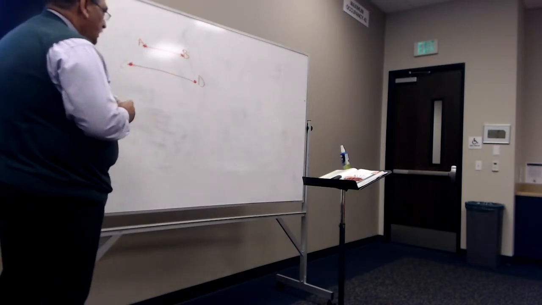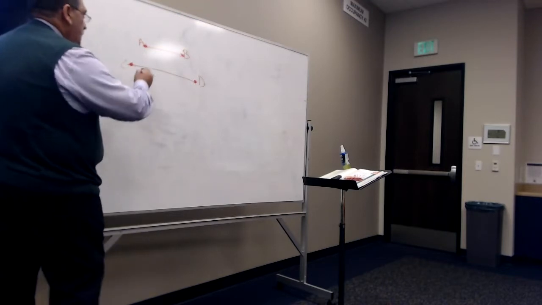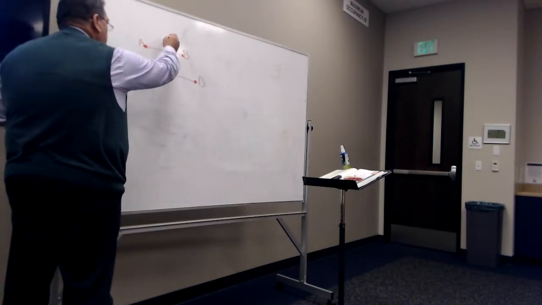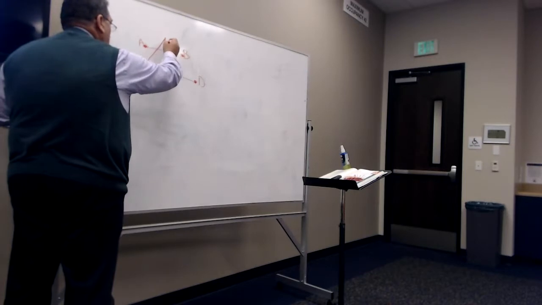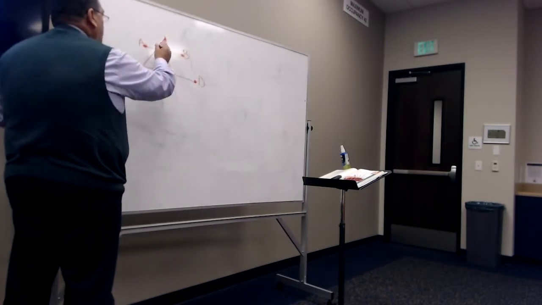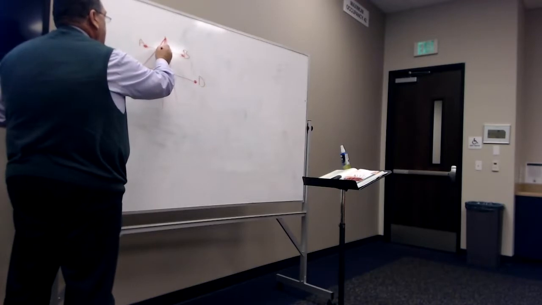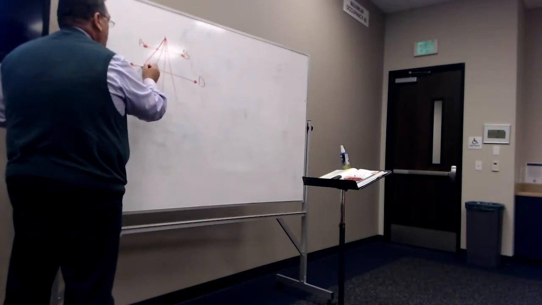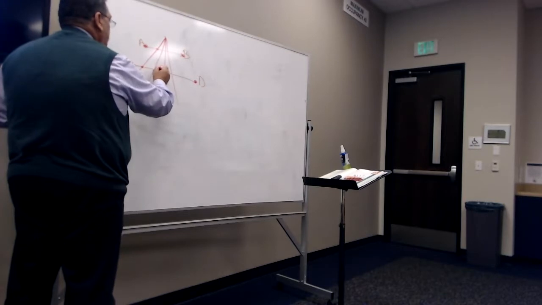Basically, another way to prove it is if I draw a line from here, another one, and another one, and another one, for each point that I intersect on this line AB, there is a corresponding point on the line C.